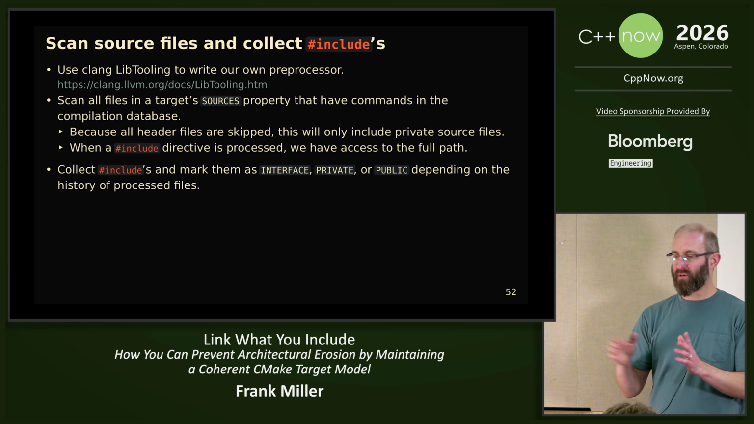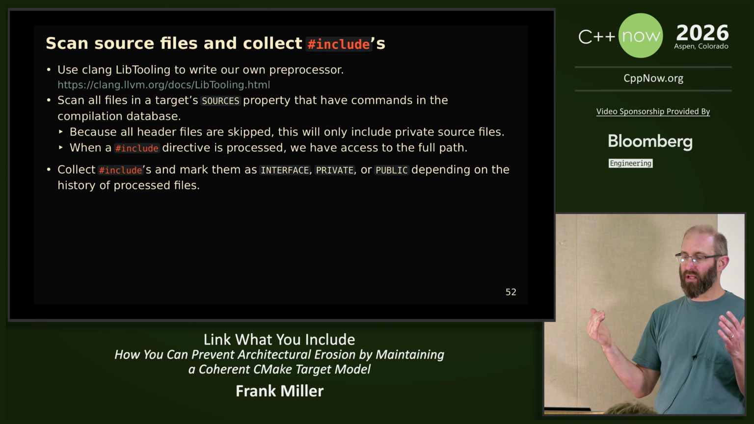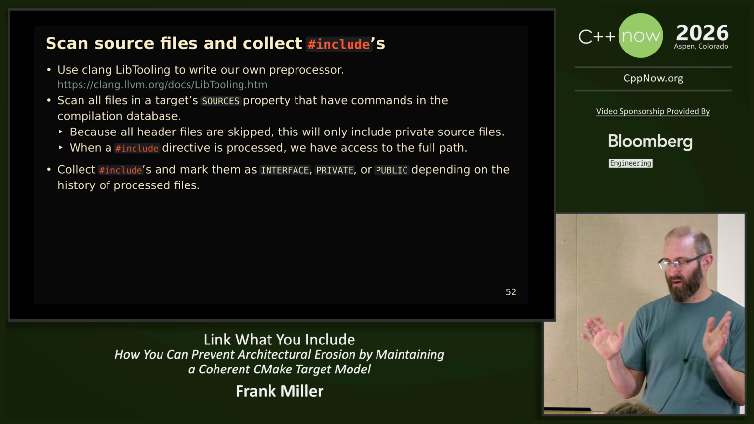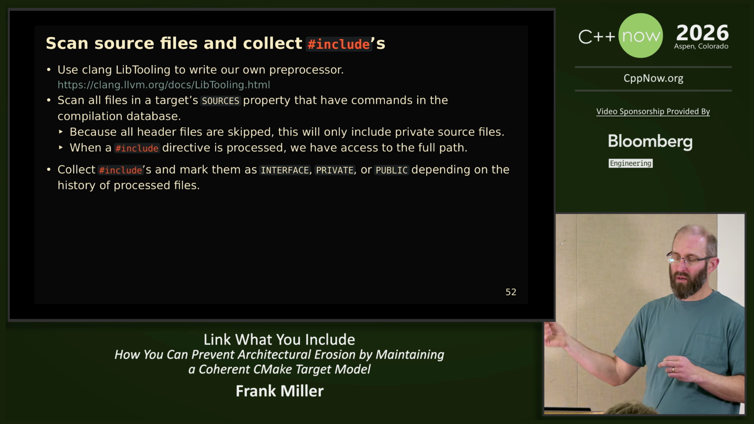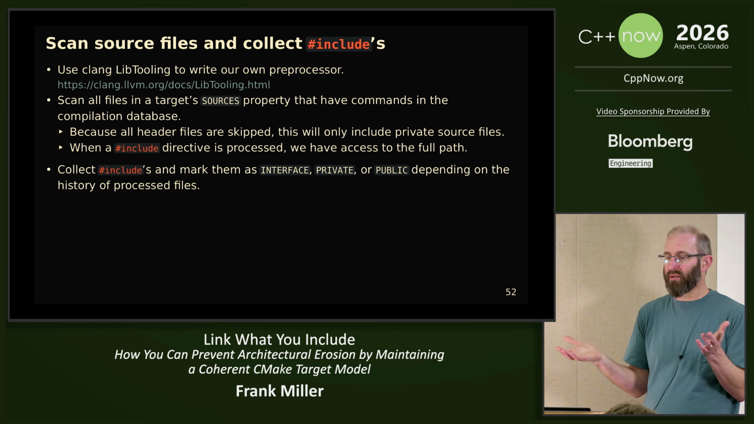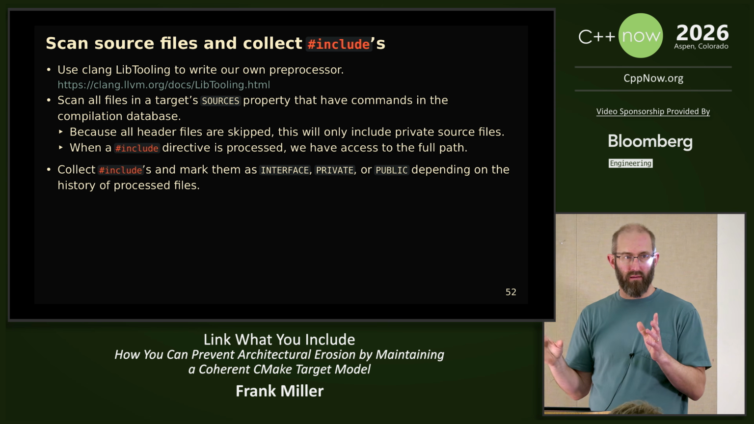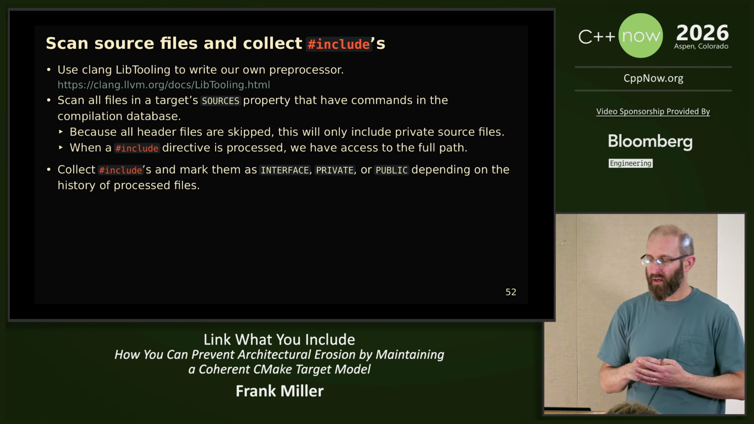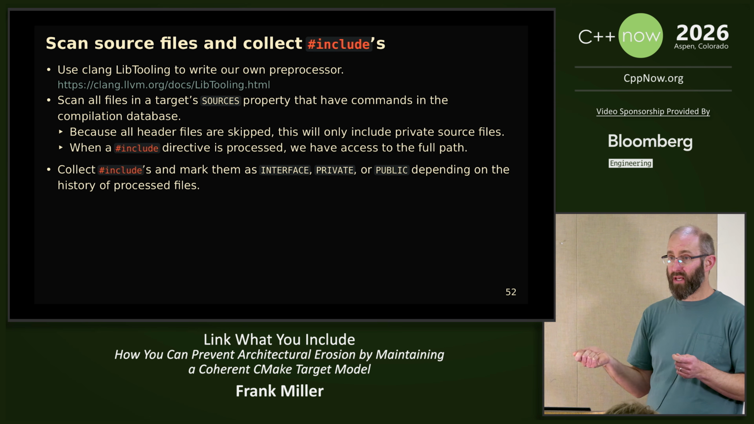Okay, so that's the machine readable target model. The next thing we need to do is scan the source files and collect includes. I think this is the most interesting part. I'm using Clang libtooling to write our own preprocessor. Libtooling is like the Clang compiler as a library, so you can do all the things that the compiler does. And that means I can be really accurate.